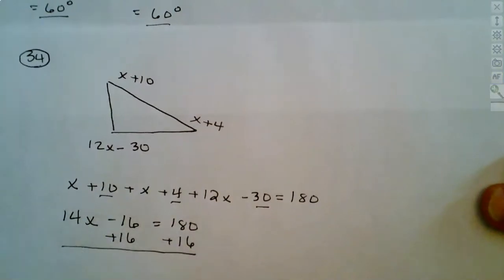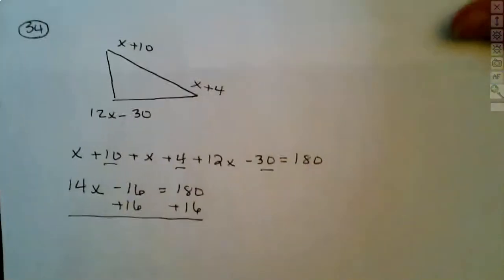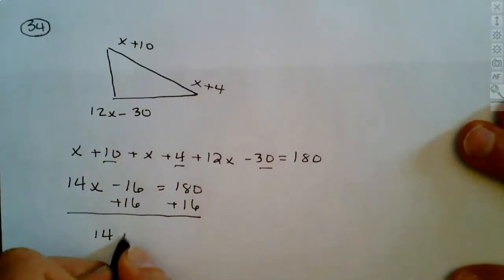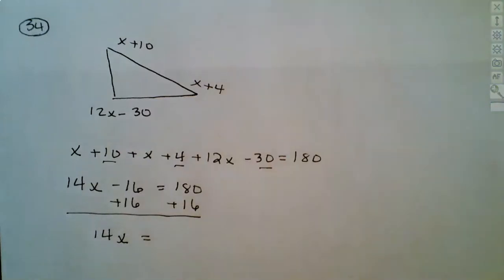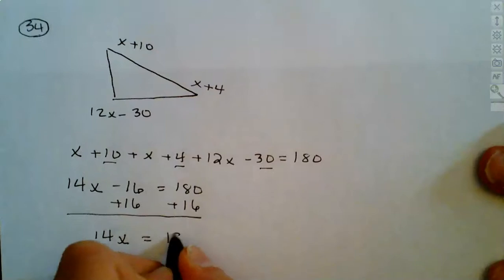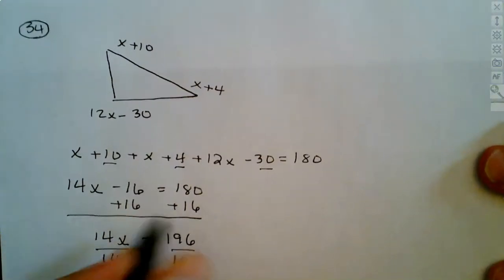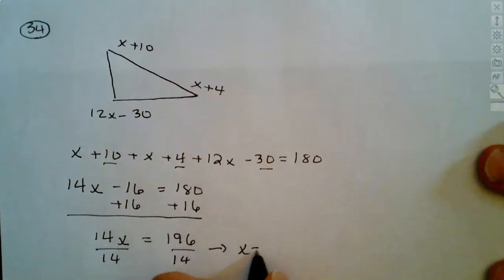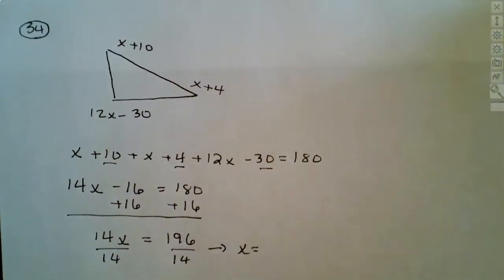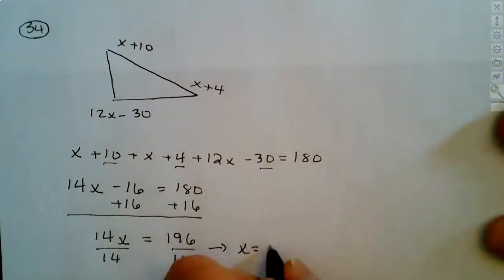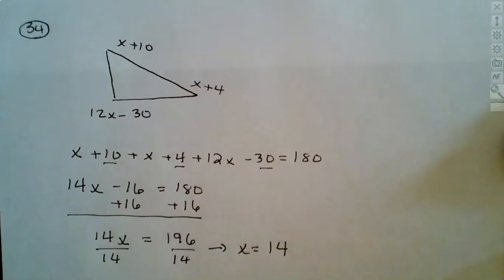This one's actually a little bit easier. And that gives you then 14x equals now 196. Divide by your 14. And x now comes out to be 14. So that's not our answer. Okay, how do we get our answer? Well, we need to go back and plug them in.